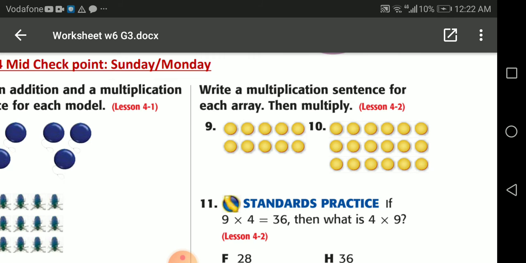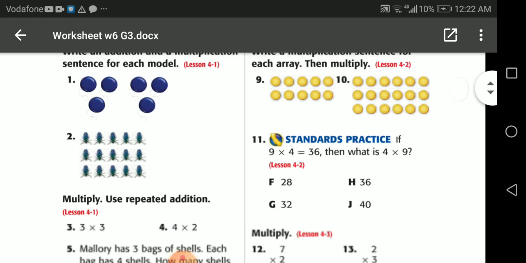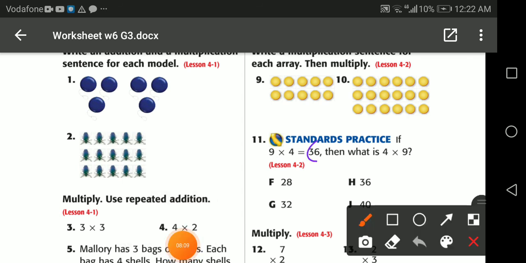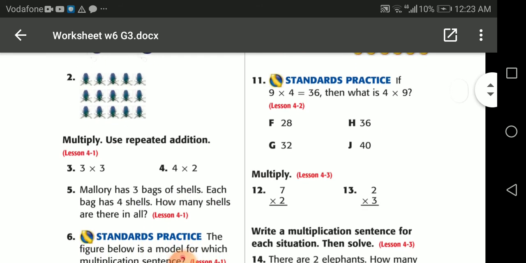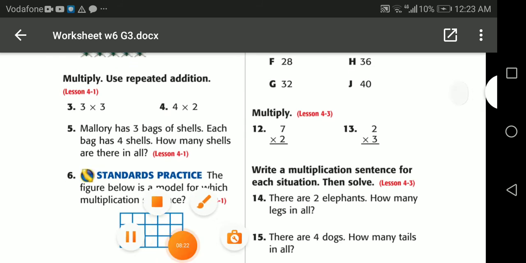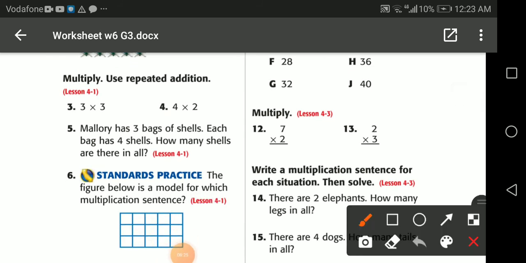So, moving to number 11. If 9 multiplies 4 gives me 36, then what's 4 times 9? What do you think? The same, right? I can hear you, 36. Commutative property. Here, 7 multiplies 2. The big number, we'll write it first. This big number is repeated how many times? 2 times.